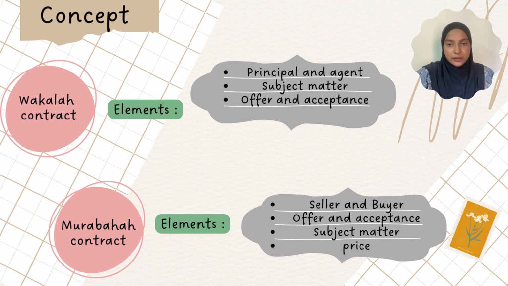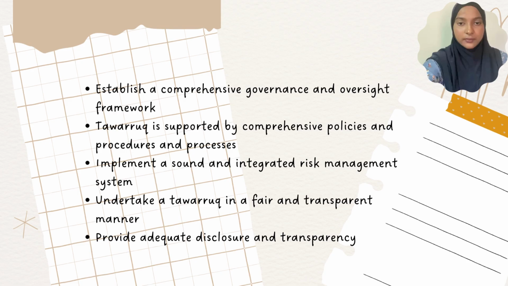Second is murabahah contract. It is a sale and purchase of an asset where the acquisition cost and the markup are disclosed to the purchaser. What are the essential elements in the contract? First, must have contracting parties, seller and buyer. Second, offer, ijab, and acceptance, kabul. Thirdly, subject matter, commodity. Fourth, price, exchange value.